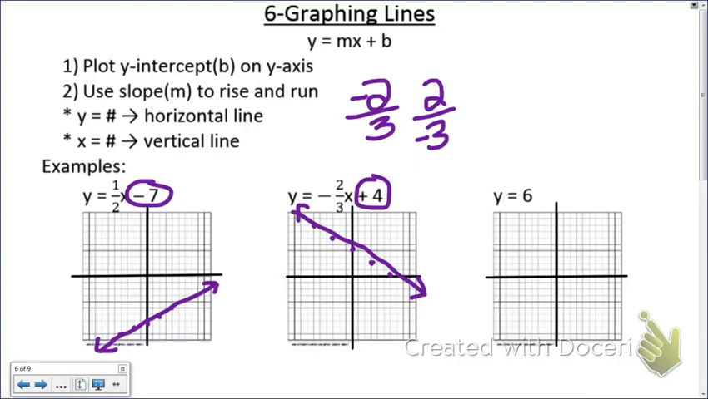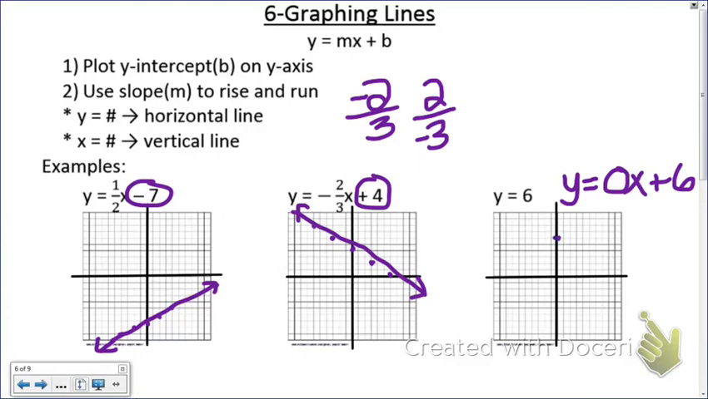The very last one is one of my trick ones. Anytime we see just y equals a number, we think, what would my slope have been in order to have made my x disappear? You can think of this as the only number that would make my x disappear when it got multiplied would be a 0. So you could think of this as y equals 0x plus 6. So it's starting at 6.